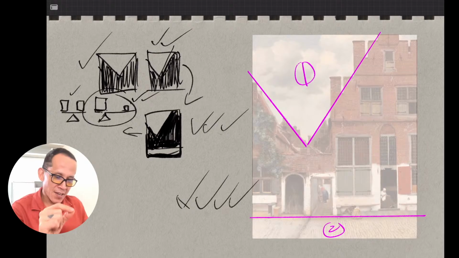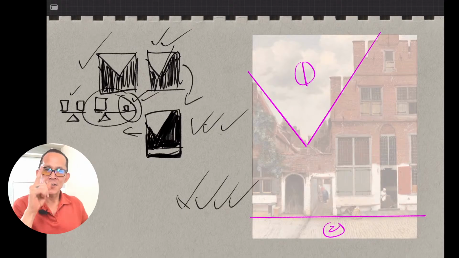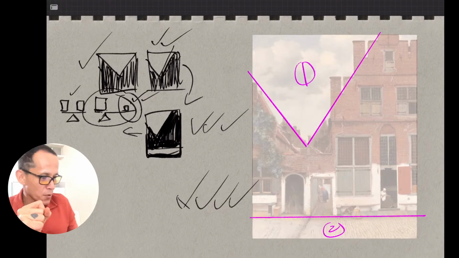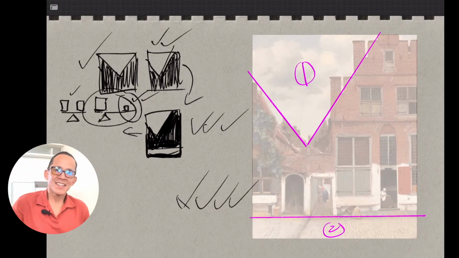Now, there's a third element to add to this counterbalance. Are you ready? Do you see it? Comment below. Do you see what the third element is? Big triangle, dominant number one. Small rectangle, subordinate element number two. What's the third subordinate element? Do you see it, my friends? No, it's not the windows.